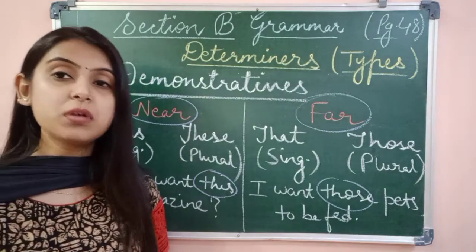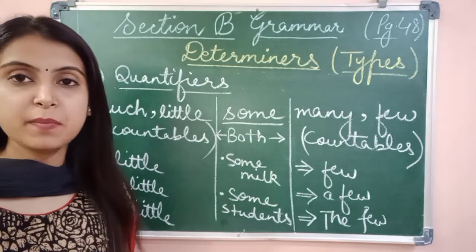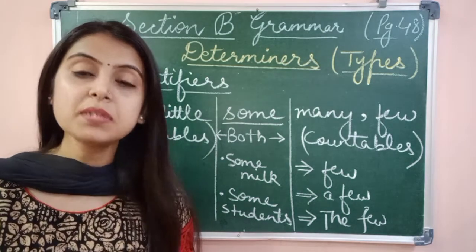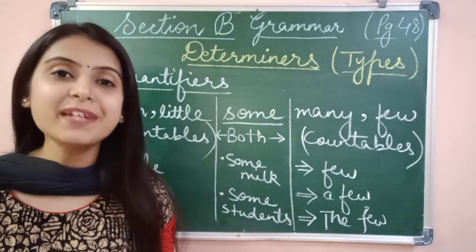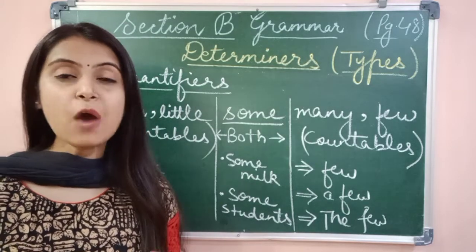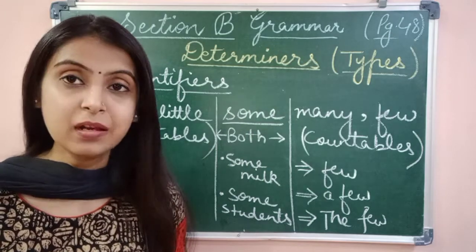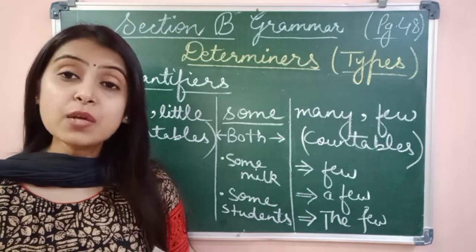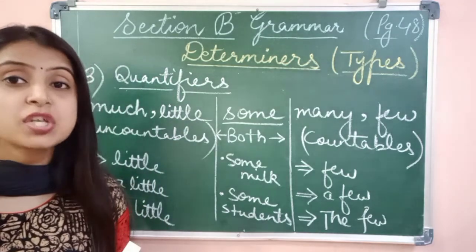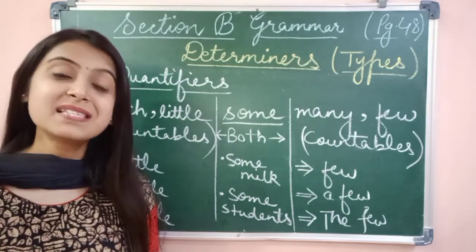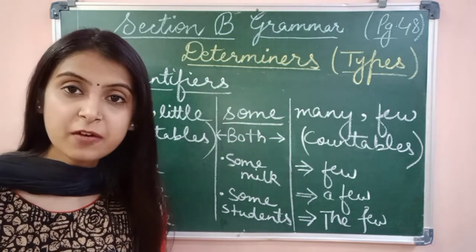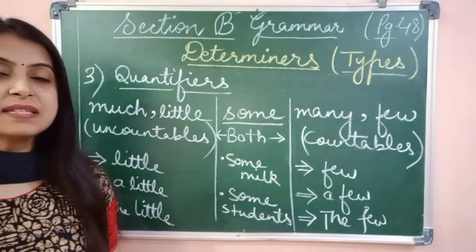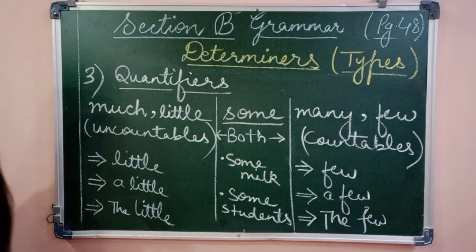Now moving on to the third determiner. The third determiner is quantifiers. Quantifiers are the determiners that indicate the quantity of a noun, how much or how little of a noun is talked about in a sentence. There are many quantifiers like much, many, little, some, few, enough. So all these are quantifiers. Now let us understand some quantifiers in detail.